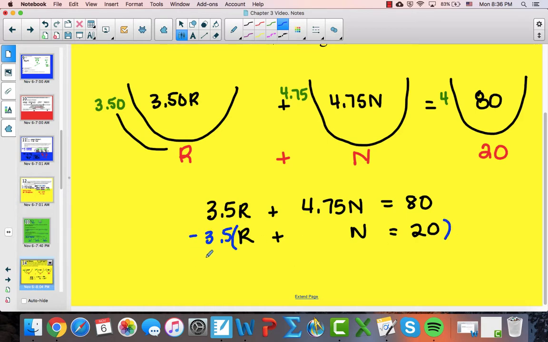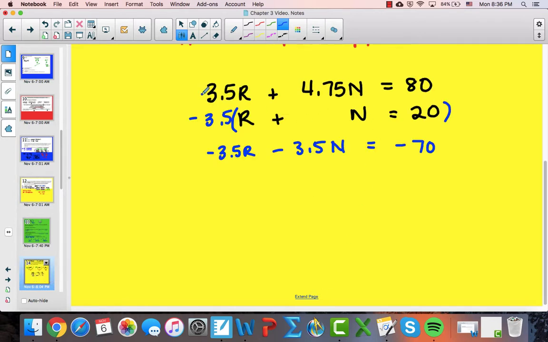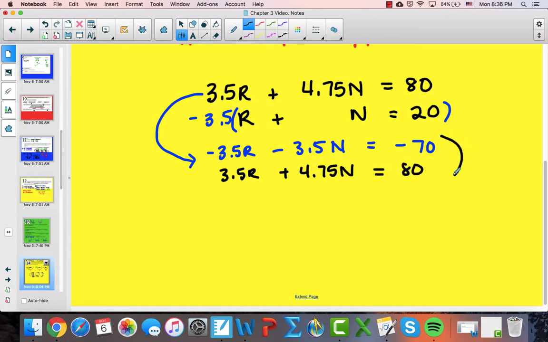So I multiplied the whole equation and I got negative 3.5R minus 3.5N equals 20 times negative 3.5, which gave me negative 70. Now, because Coach Fred always likes to be neat, I actually am going to rewrite this so it's right above it or right below it. So 3.5R plus 4.75N equals 80. So here's my revised system, and now I can solve.